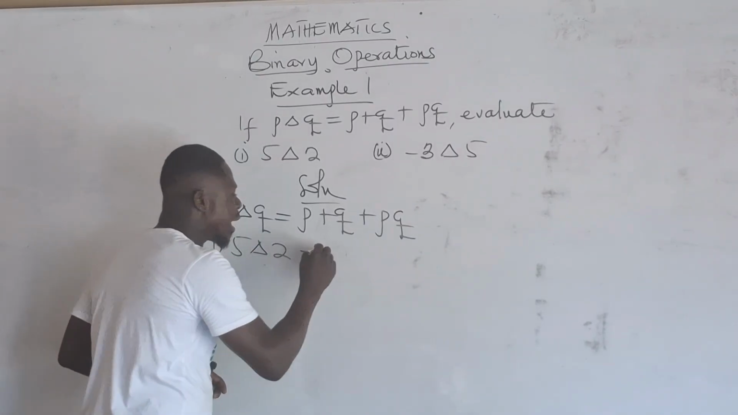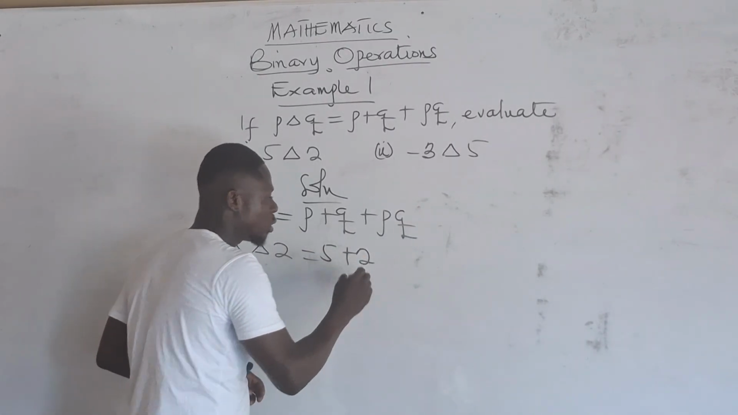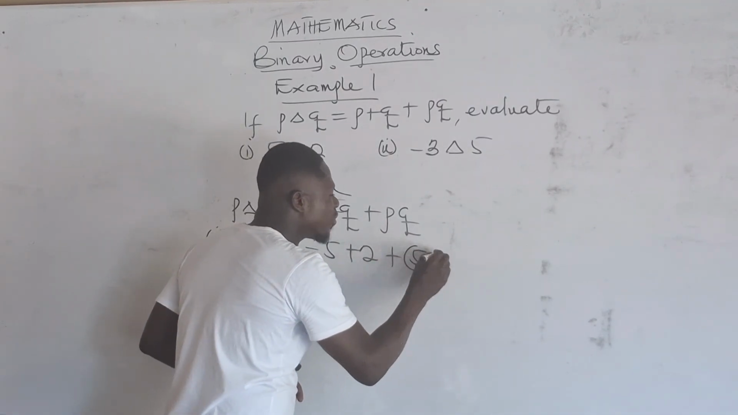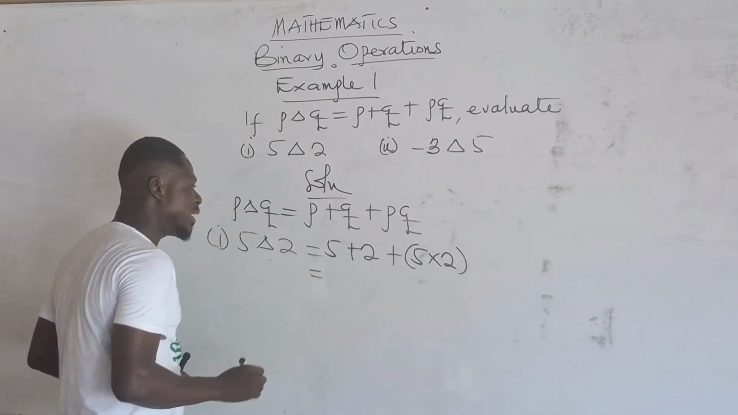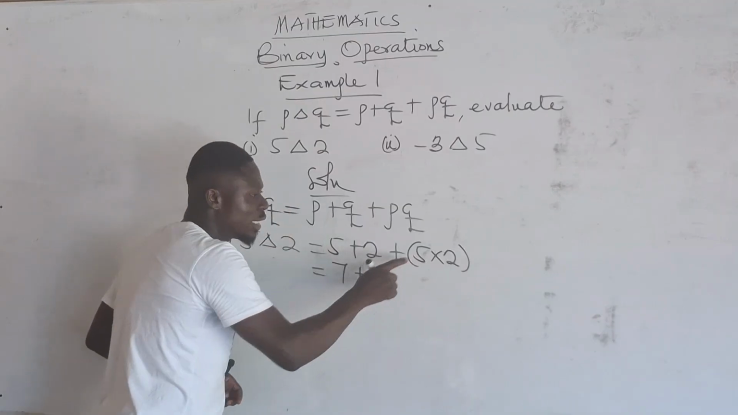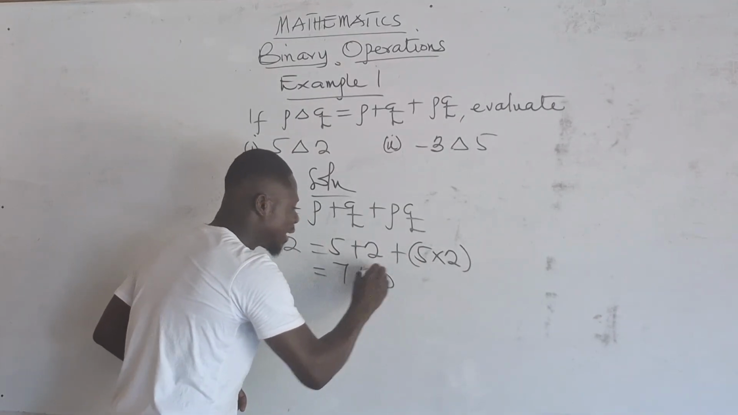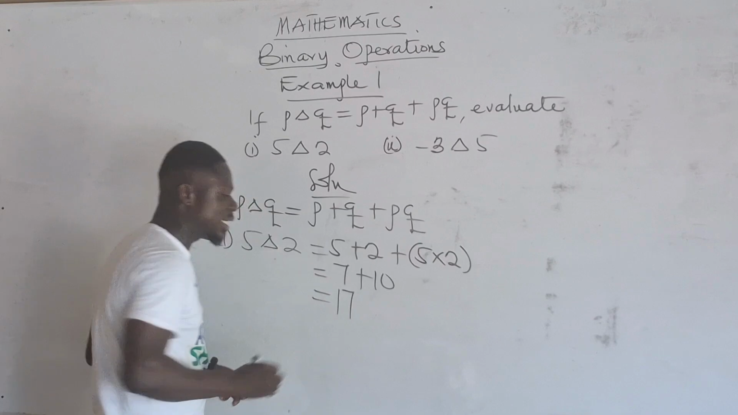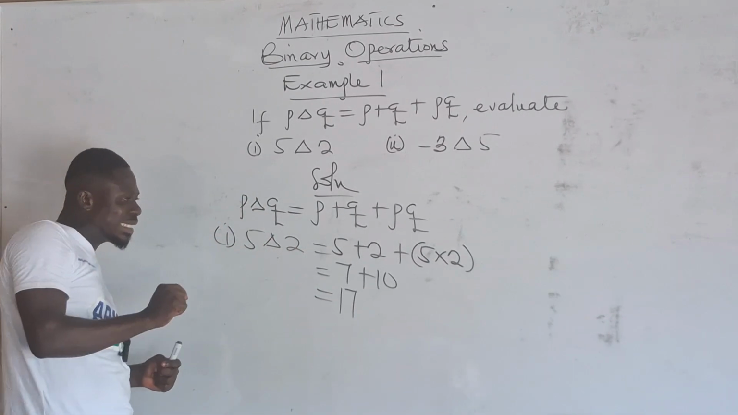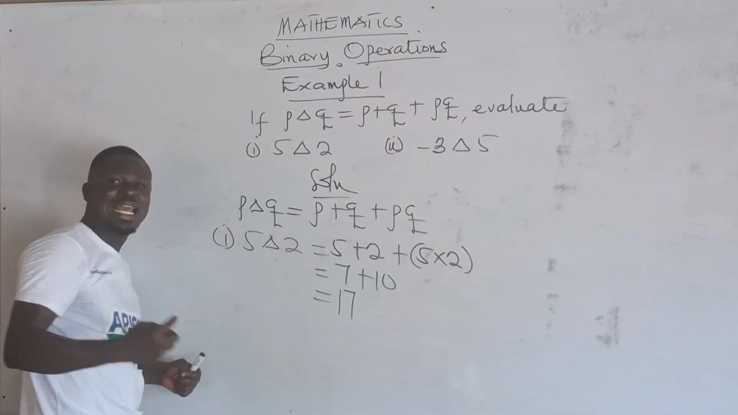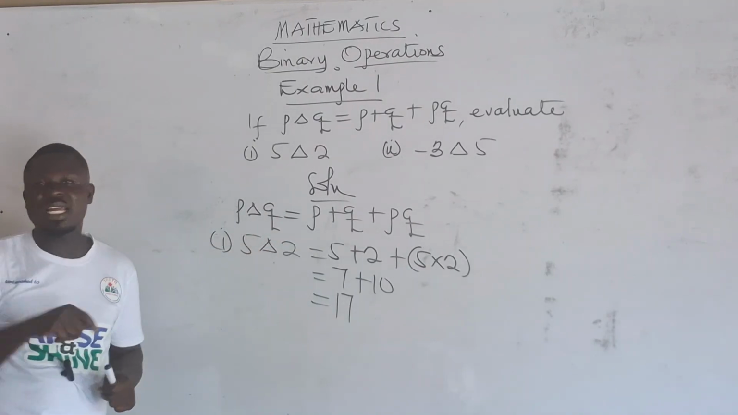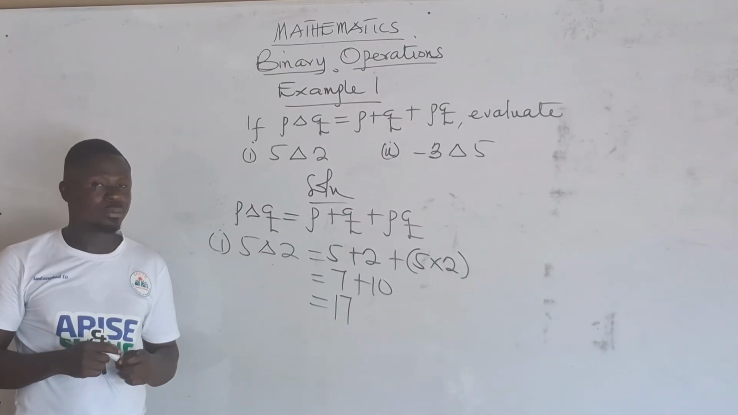So what are you going to have? You will have 5 plus 2 plus, here P and Q are multiplying, so it will be 5 times 2. So in this case, we will add this and that. 5 plus 2 will give us 7. And then 5 times 2 will give us 10. Adding the 7 will be 17. What it means is that 5 and 2 have been combined by using the operation delta, and they are producing another element which is 17. Therefore, the delta here is a binary operation.